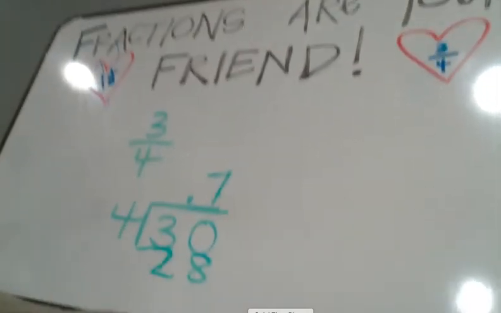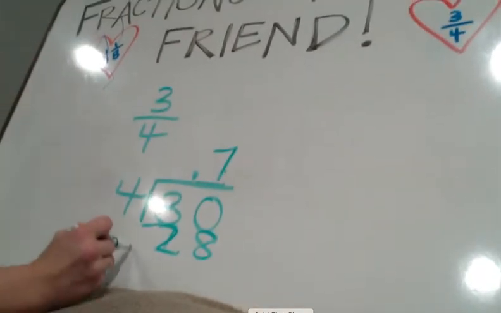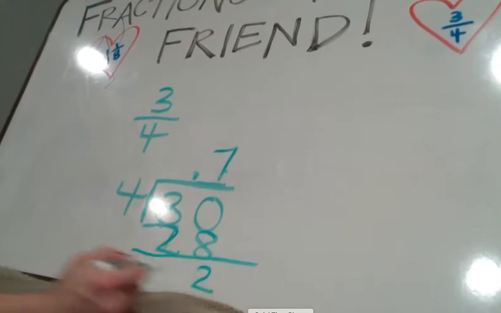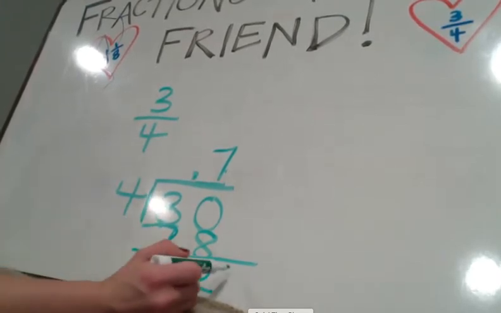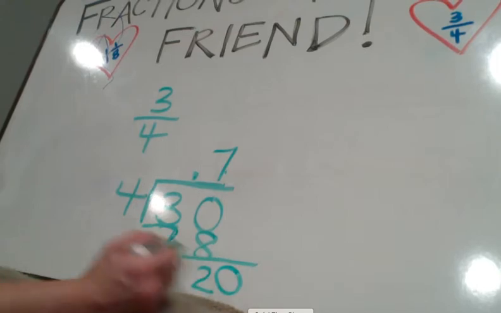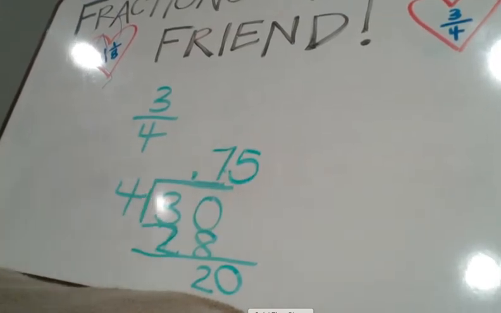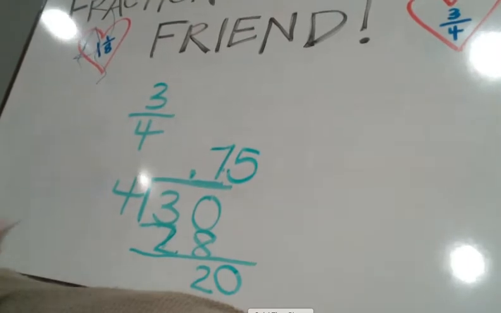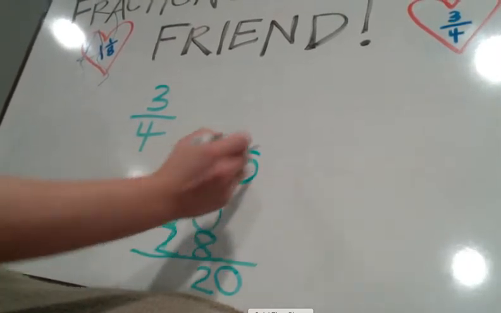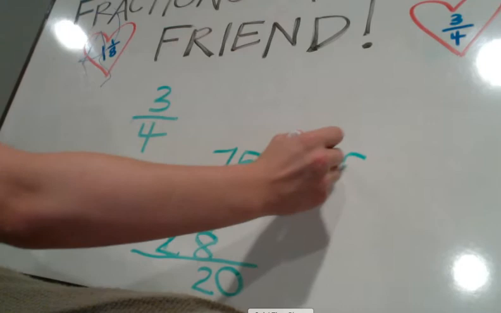Subtract, and you get 2. 4 does not go into 2, so we get a 0 for free. 4 goes into 20 exactly 5 times. So 3/4 converts to 0.75. I can think about that like 75 cents.